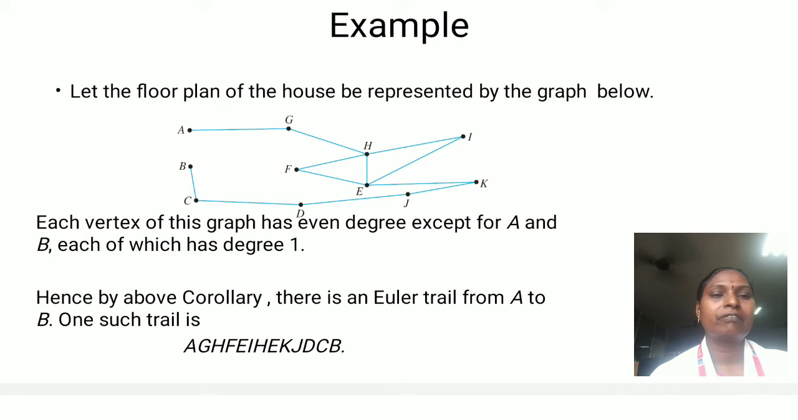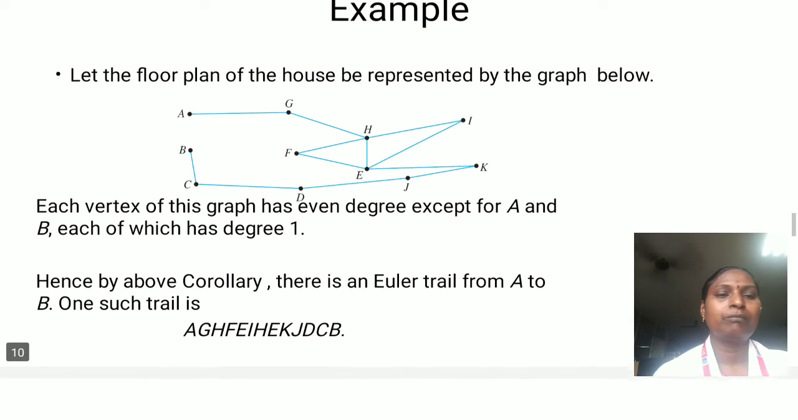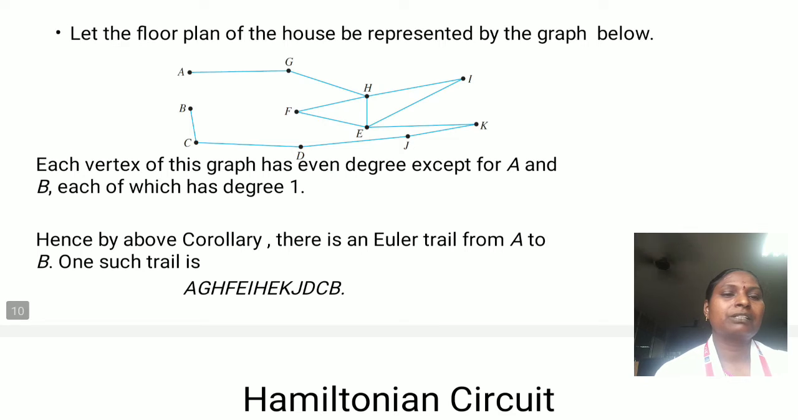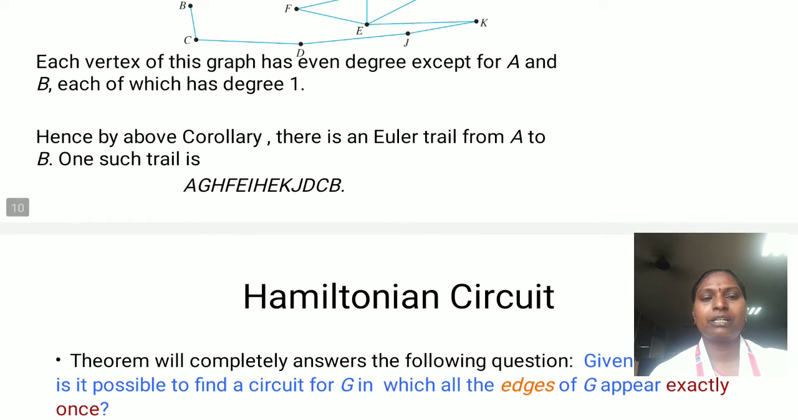Let the floor plan of a house be represented by the graph below. Each vertex of this graph has an even degree except for A and B, each of which has degree 1. Hence, by the above corollary, there is an Euler trail from A to B. One such trail is A, G, H, F, E, I, H, E, K, J, D, C, B.